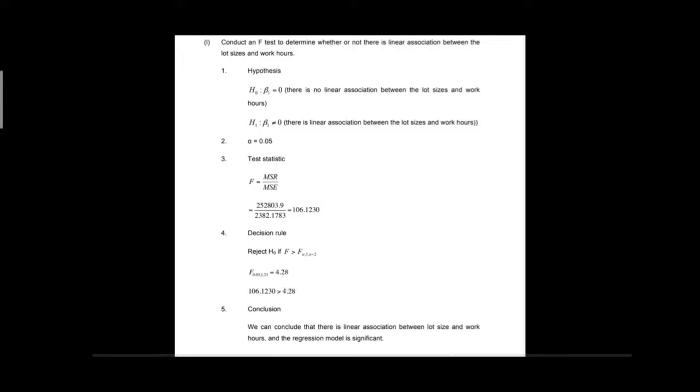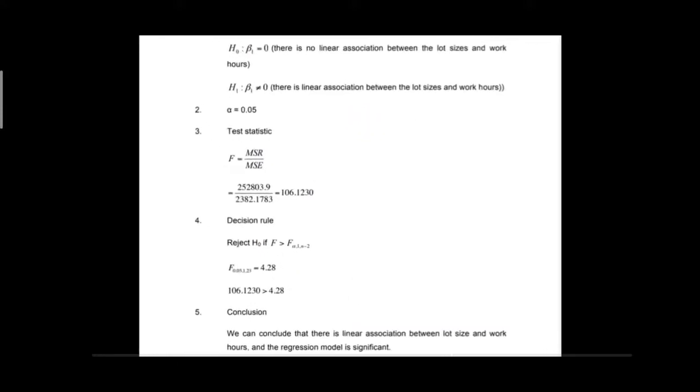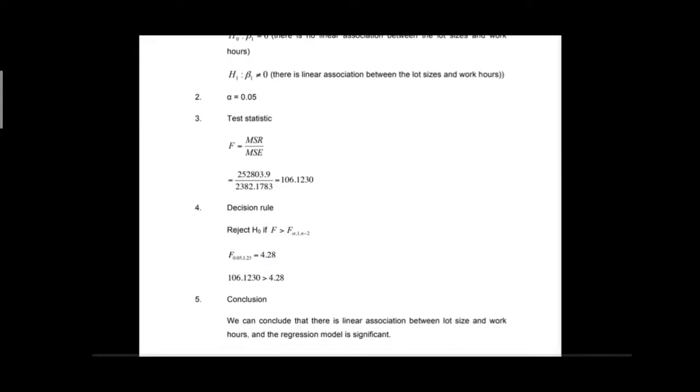Okay, so cuba check you punya Anova table, how to get the 4.28 here. Okay, you should know that. And then lastly the conclusion, because we reject H0. Okay, so we can conclude that there is a linear association between the y and x, and so the regression model is significant.